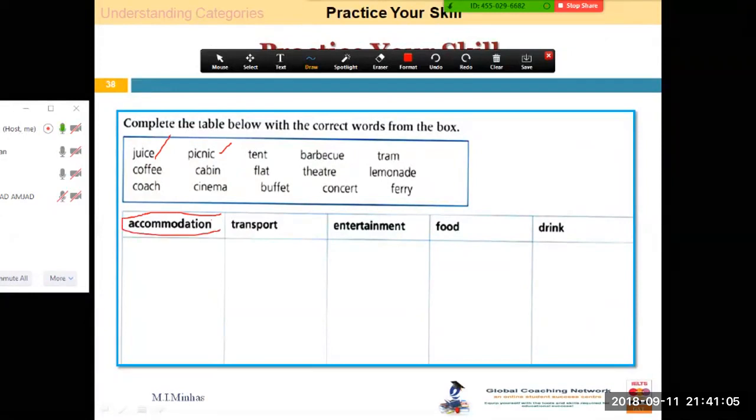For example, can you tell me, juice, what is it? Is it accommodation, transport, entertainment, food, or drink? So obviously this is a drink. Yes, sir. This is a very simple exercise, but I just want to touch upon it quickly. Picnic? Entertainment, sir. Tent? Accommodation. Barbecue? Food. Then tram? Transport. Then coffee? Drink, sir. Cabin? Accommodation, sir. Flat? Accommodation, sir. And theater? Entertainment, sir.